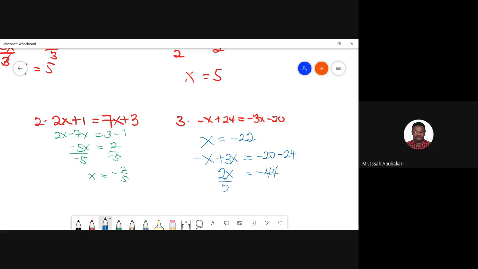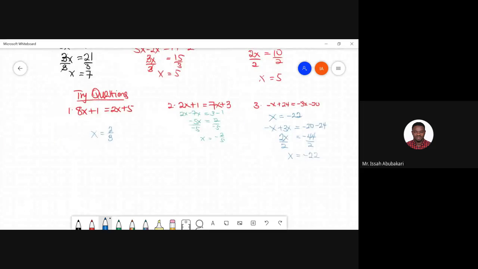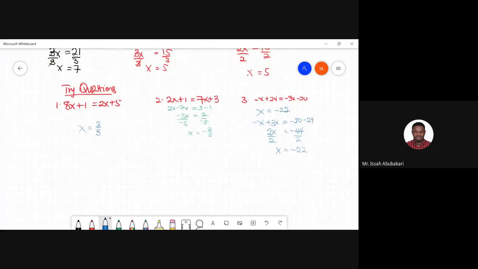And we divide by 2, this by 2. And we get x to be equal to what? Minus 22. All right. Now let's move on to the next type, type 3.